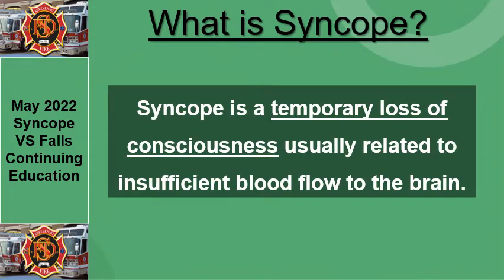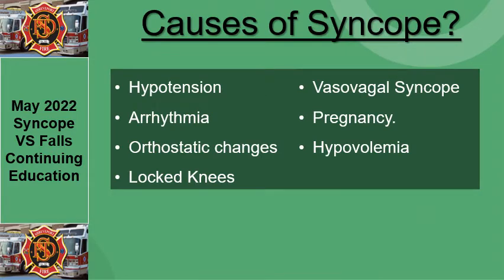So what is syncope? It's a temporary loss of consciousness, usually related to insufficient blood flow to the brain. What causes it? Low blood pressure, heart rate problems, heart rhythm problems, standing up too fast, not having enough fluid in the tank, locking your knees too long, vasovagal syncope, which is when you're going to have that passing out, which is the predominant type of syncope that we experience in the pre-hospital setting, pregnancy because of the fluid distribution changes, and hypovolemia, or just low volume like we talked about before.